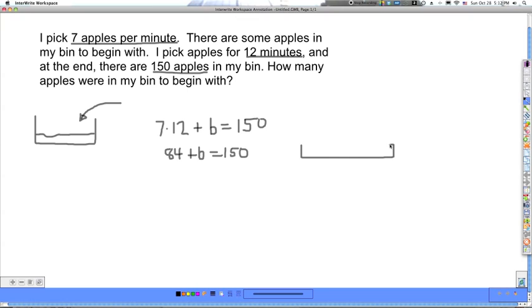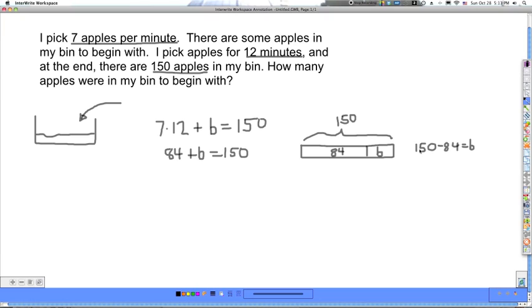If I were to imagine that, picture it as a bar, the entire bar would be worth 150. I would have 84 be part of it. B would be the other part, and together they make 150. Well, that makes it clear to me that I need to do 150 minus 84 to find out what B is.